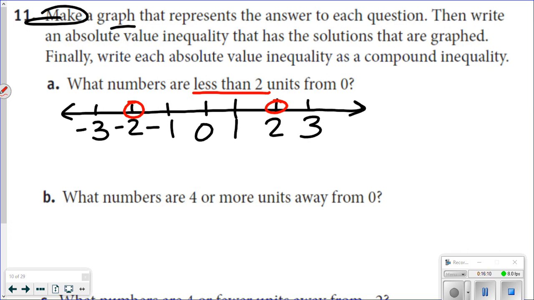Is 3 less than 2 units away? No, it's 1, 2, 3 units away. So that doesn't work. Is 1 less than 2 units away? Negative 1? Yes, so we're going to shade in the middle to connect these. Oh, I noticed this is a conjunction.